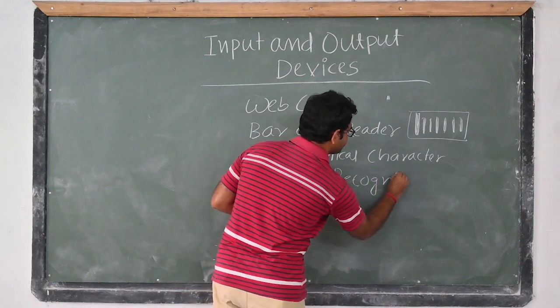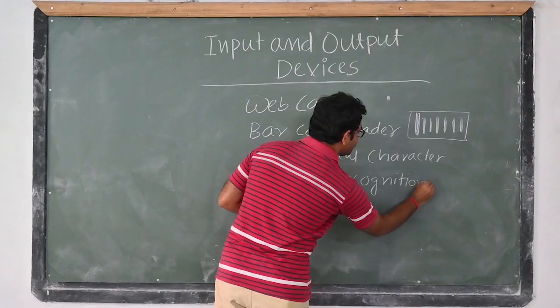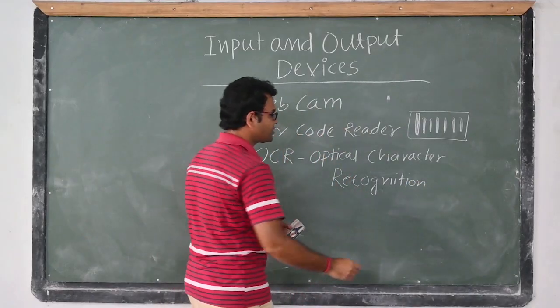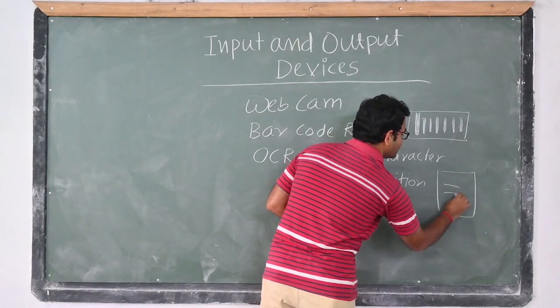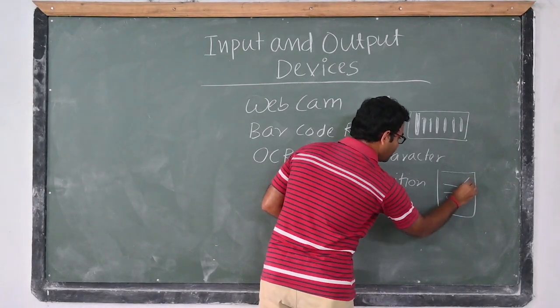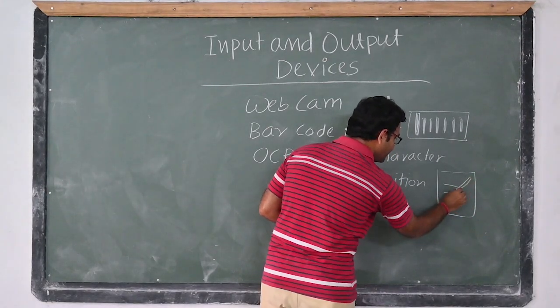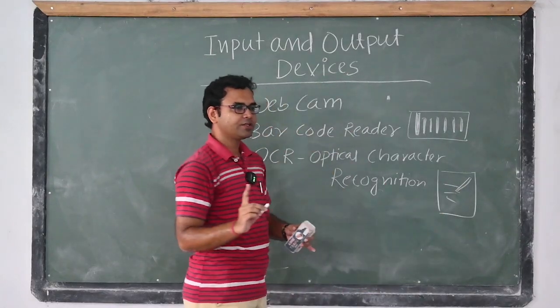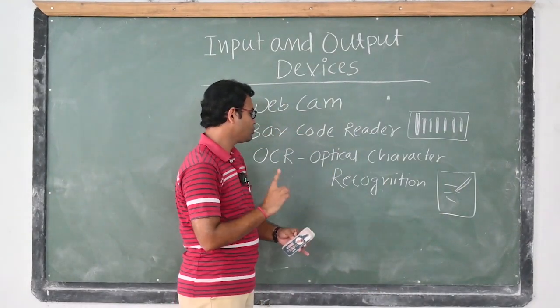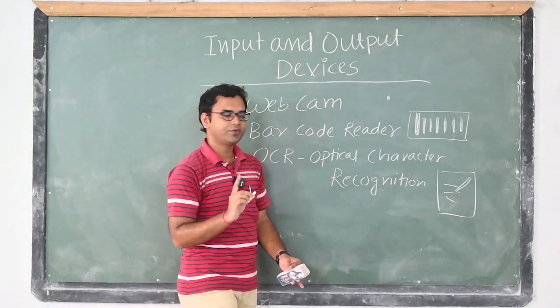Optical character recognition. Suppose there is a document. Whatever the device reads through the document gets converted into digital form. So OCR is an example of an input device.